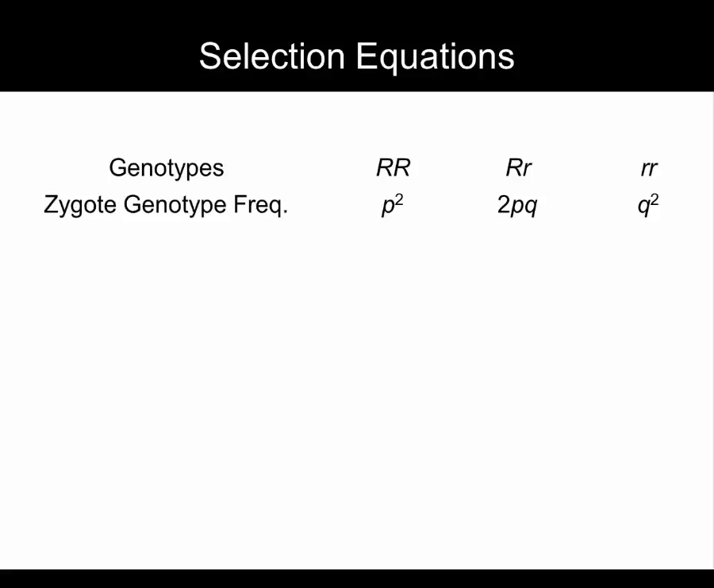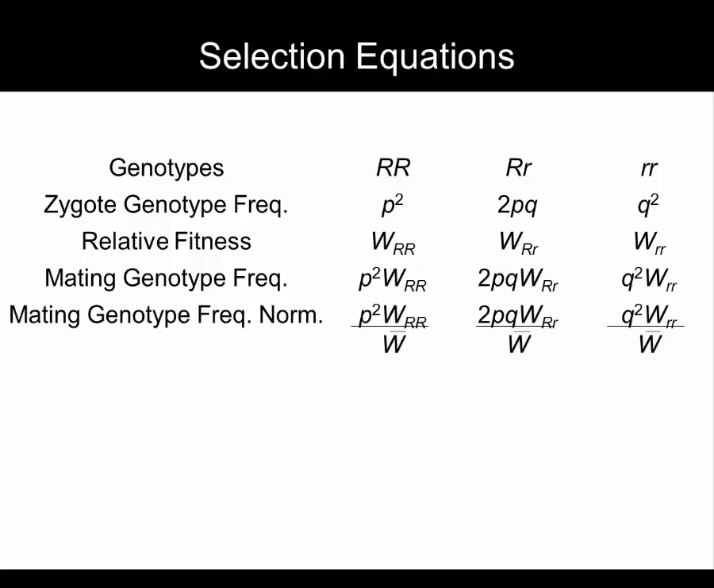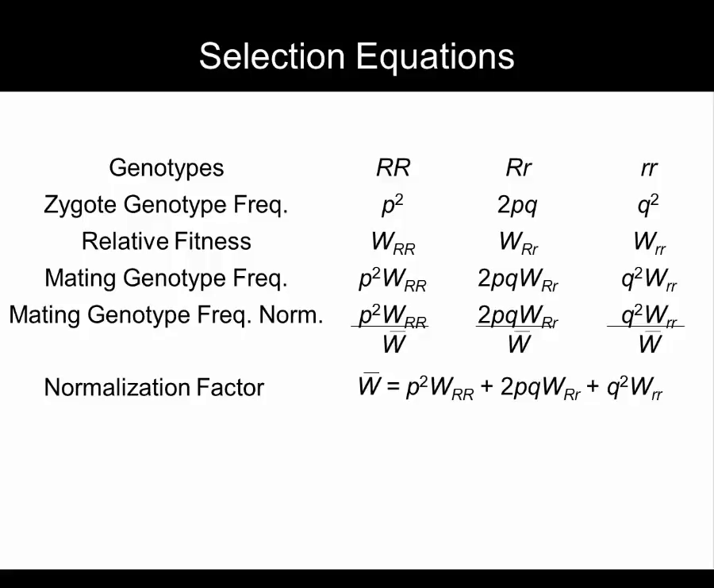We'll start much like before. With 2 alleles, we have homozygous dominant, heterozygous, and homozygous recessive genotypes. Respectively, the genotype frequencies of zygotes will be p squared, 2pq, and q squared. Each genotype will have a fitness associated with it, and the genotype frequencies at mating will be the zygote frequencies times the fitness. These frequencies should add to 1, but for that to work, they need to be normalized. Divide by the normalization factor W bar, which is equal to the sum of the mating population genotype frequencies.